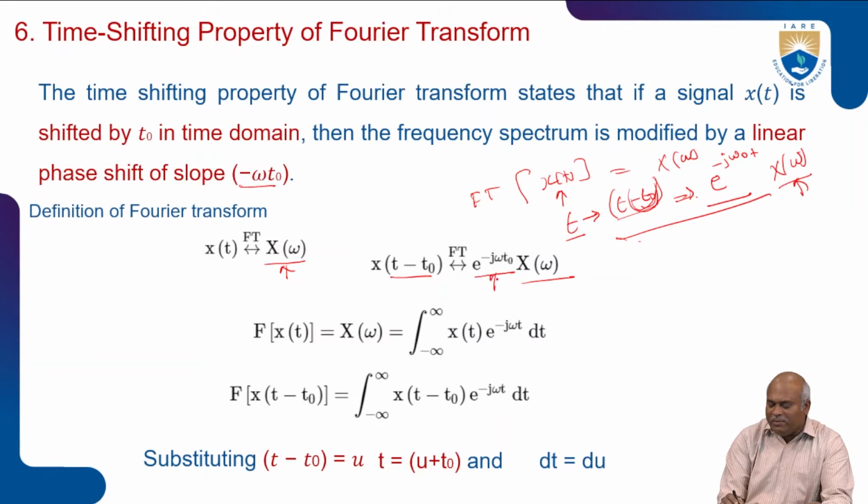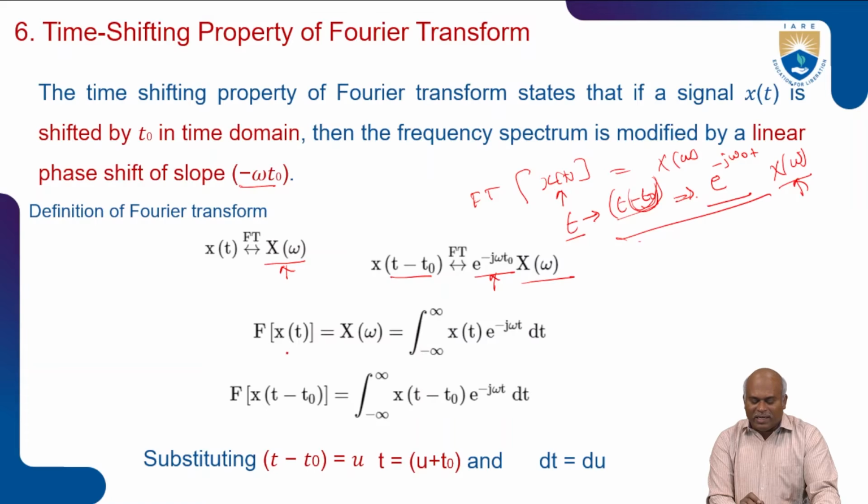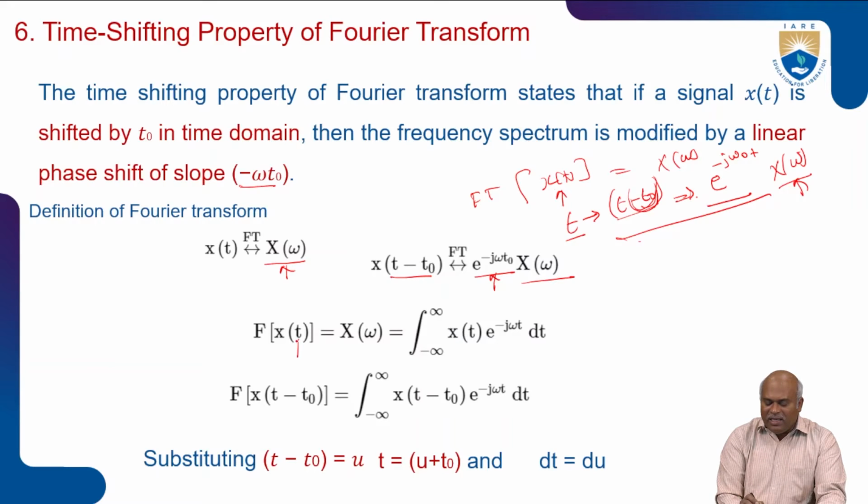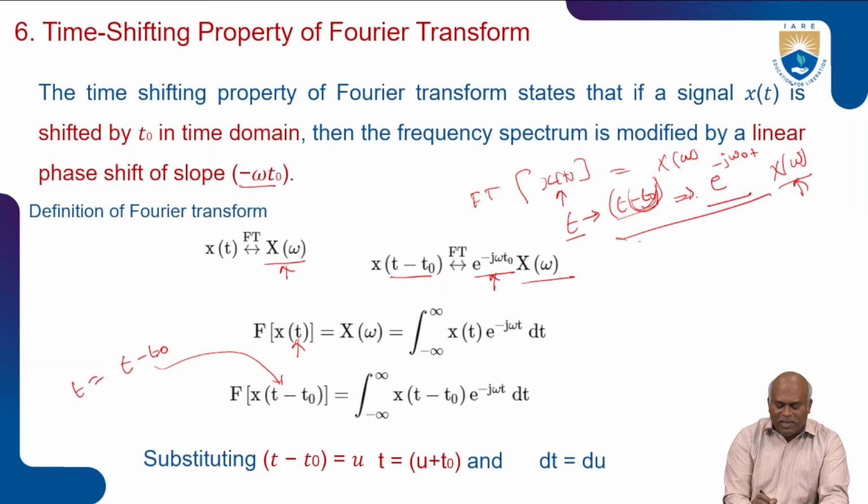That is called e power minus j omega t0. Now, we should prove it based on the Fourier transform condition. The Fourier transform of x of t is X of omega, and that formula is equal to the integration from minus infinity to plus infinity of x of t e power minus j omega t dt. Instead of t, we can apply t minus t0 in the time shifting property condition.